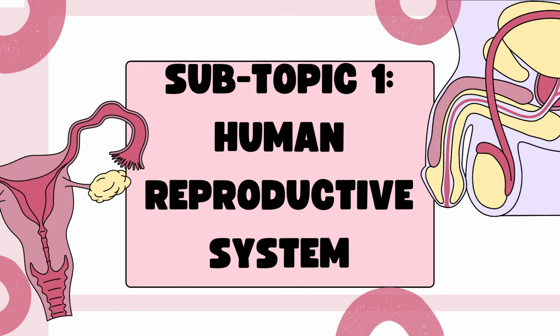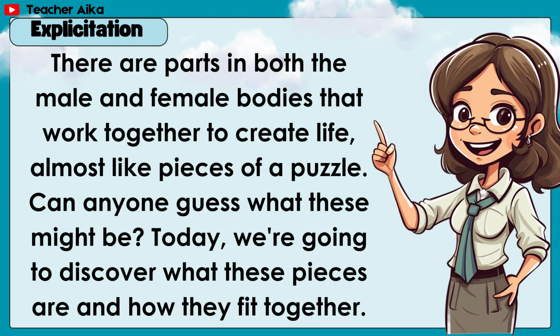Subtopic number 1, Human Reproductive System. Explicitation. There are parts in both the male and female bodies that work together to create life, almost like pieces of a puzzle. Can anyone guess what this might be? Today, we're going to discover what these pieces are and how they fit together.